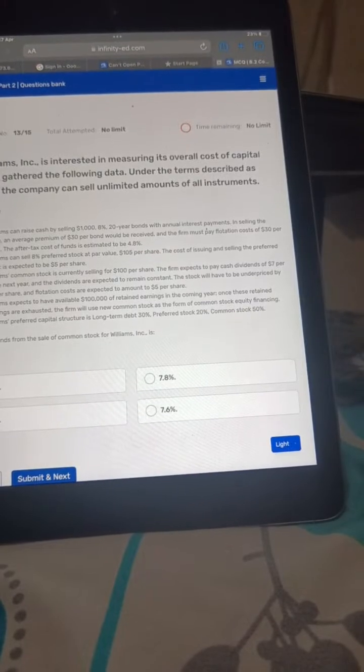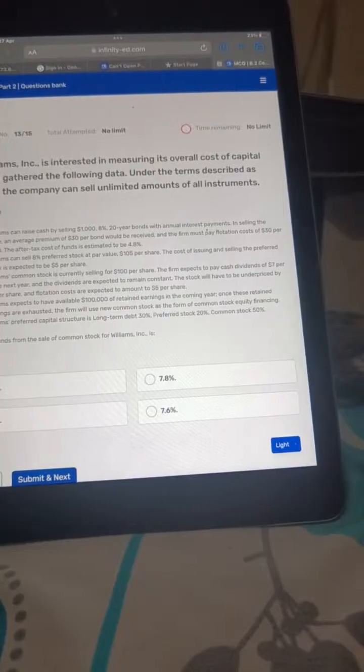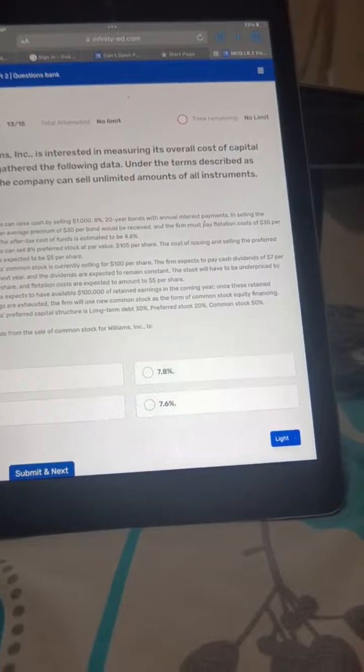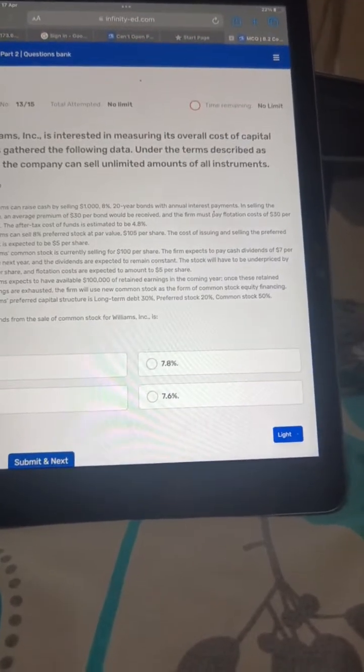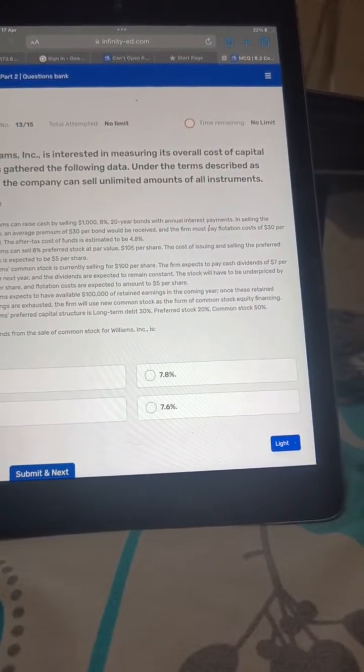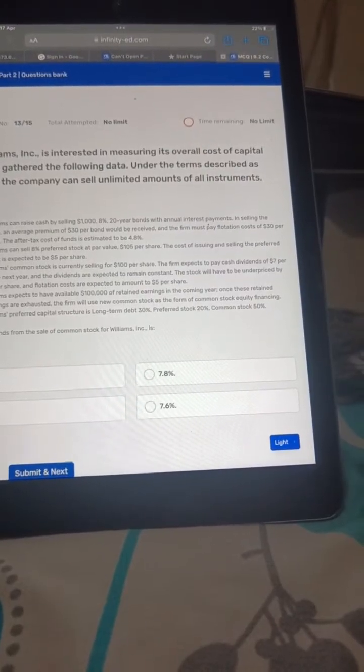Total comes to 93. We have the dividend 7 divided by 93, and multiply by 100 comes to 7.52 percent cost of equity. But we don't have the 7.52 percent option here.